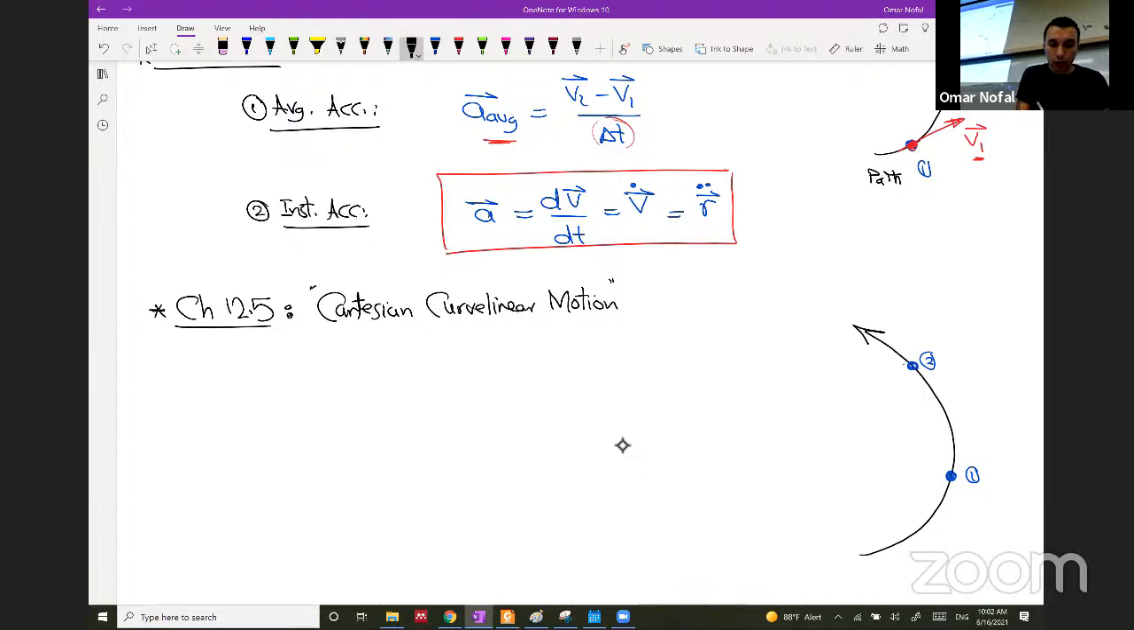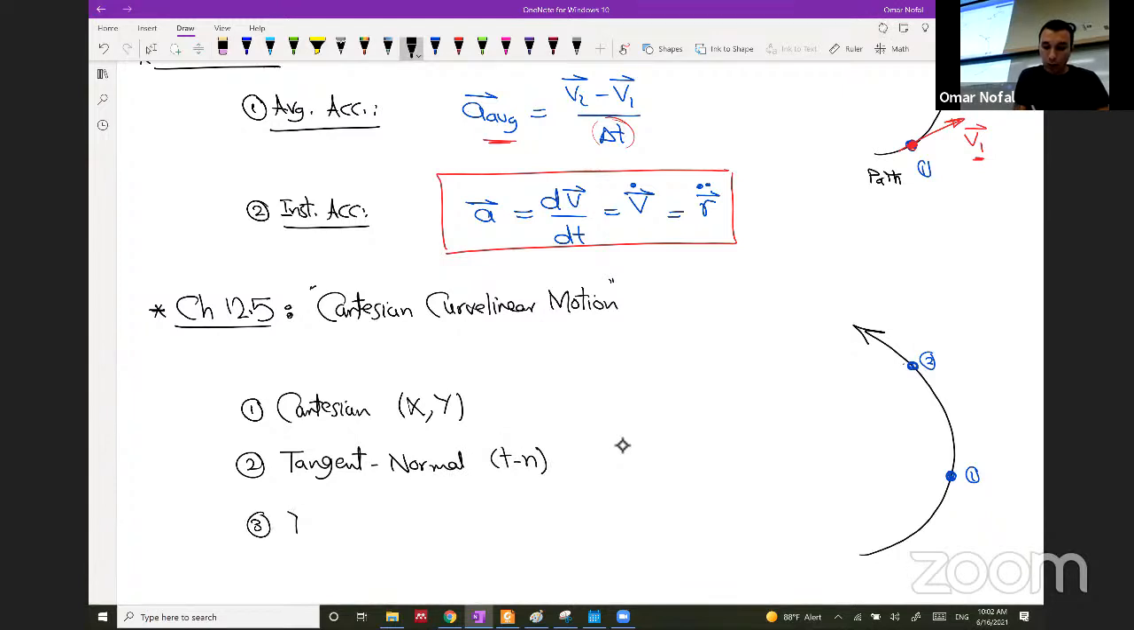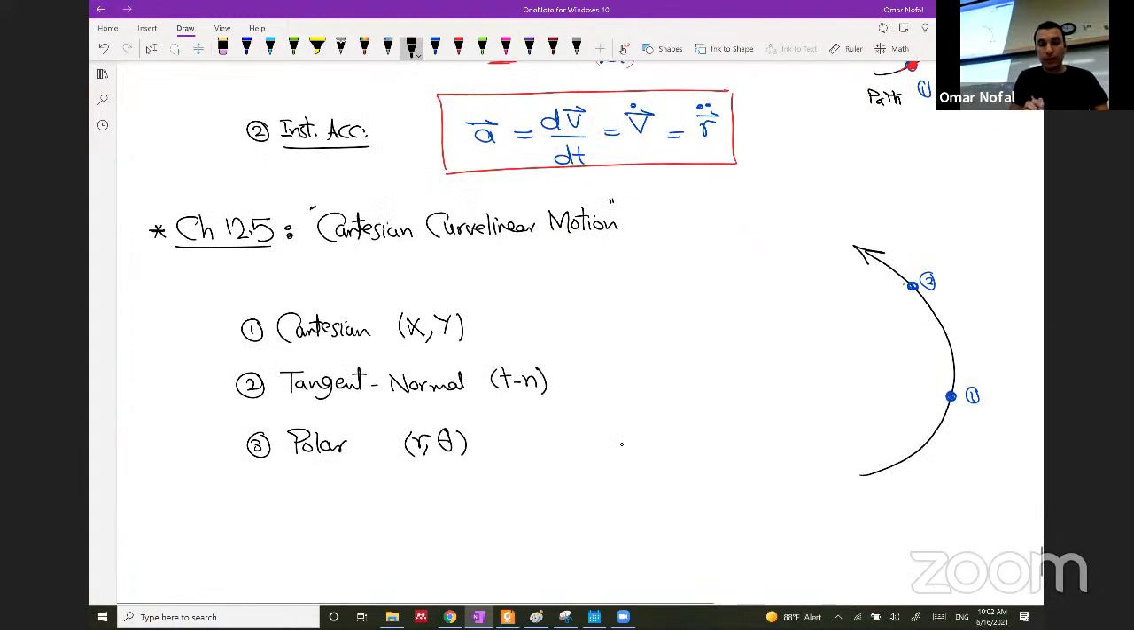So our first coordinate system is the Cartesian coordinate system, which is x and y. We can also describe it using the tangent-normal coordinate system. We call it T and N. And number 3 is the polar coordinate system, which is R and theta. So we can use any of these systems.